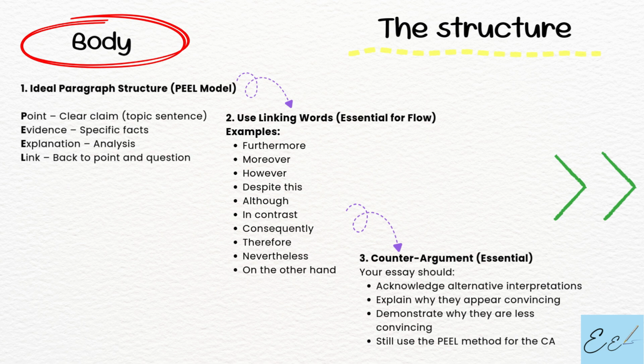Then you should also have a counter argument. This is your final body paragraph before your conclusion, and it is essential. You need to be able to show your marker that you have acknowledged alternative interpretations of the topic or question you have been given, explain why they might appear convincing, and then demonstrate why your point or your stance or your argument is still the most plausible one. You should still use the PEEL method for your counter argument.